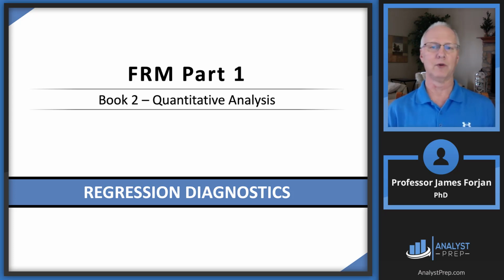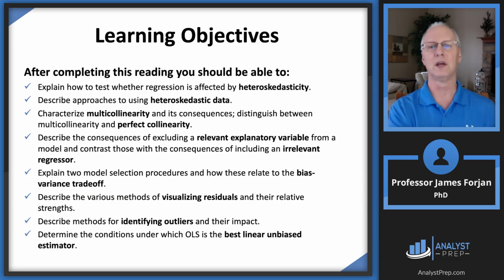Well, this chapter really could be called, What Could Possibly Go Wrong? We have these assumptions of the ordinary least squares model, and if those assumptions are violated, then the conclusions that we make based on that regression output may or may not be valid. And so you'll see this as we look at the learning objectives here.